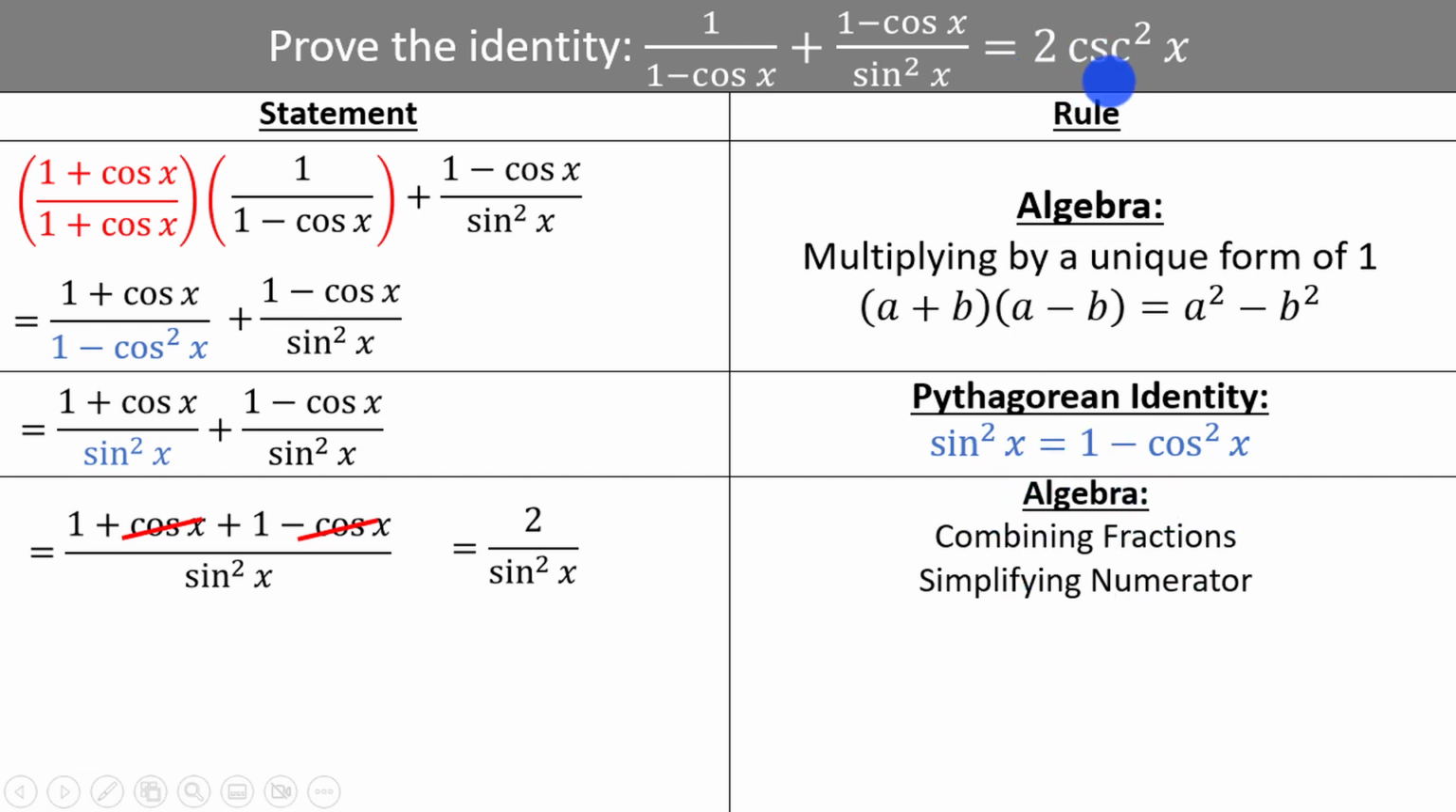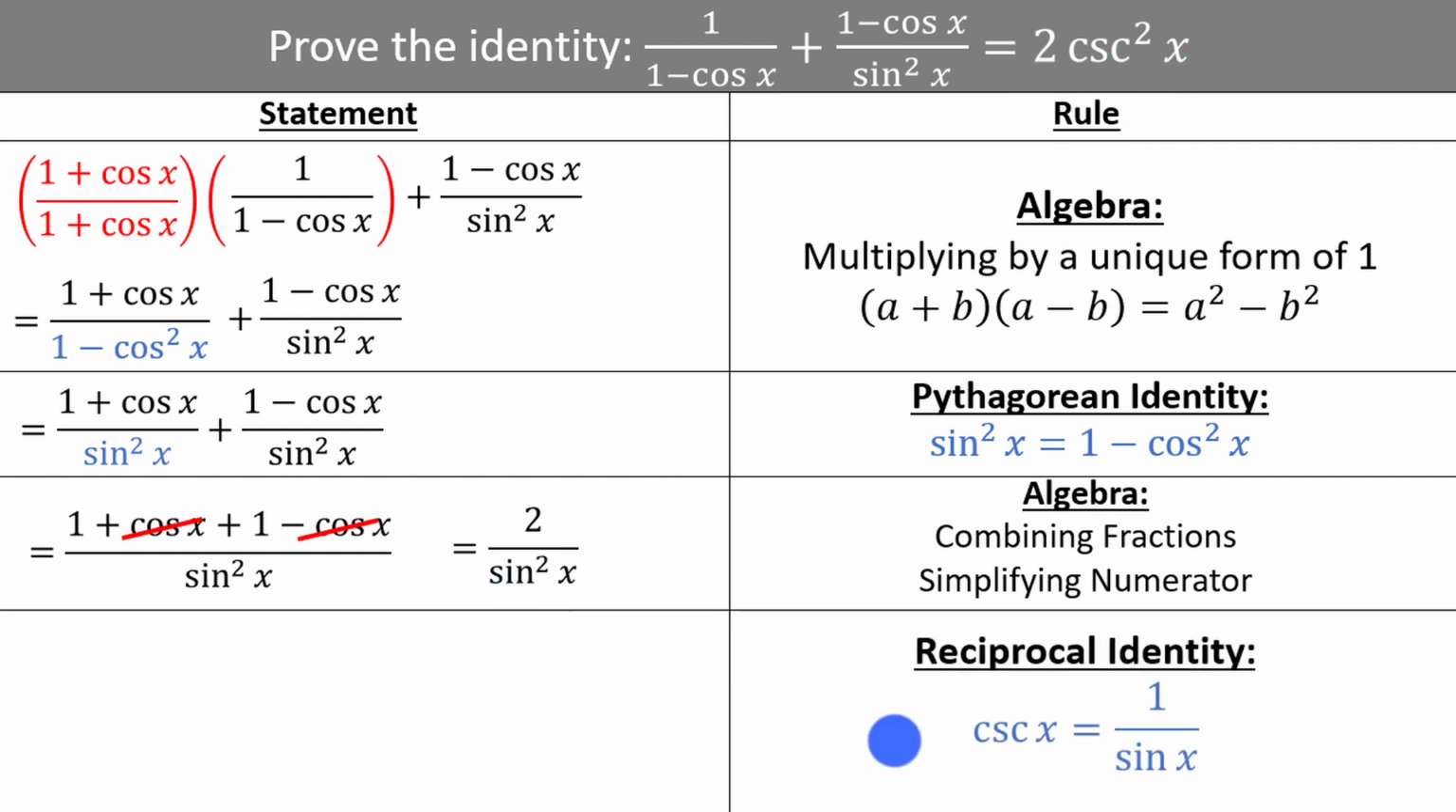We are so close to our final answer. We need 2 times cosecant squared of x. But of course, cosecant is the same thing as 1 over sine. We have 1 over sine squared, which is the same thing as cosecant squared. So the final answer will be 2 cosecant squared, which is exactly what we wanted to match. We have finished our proof.